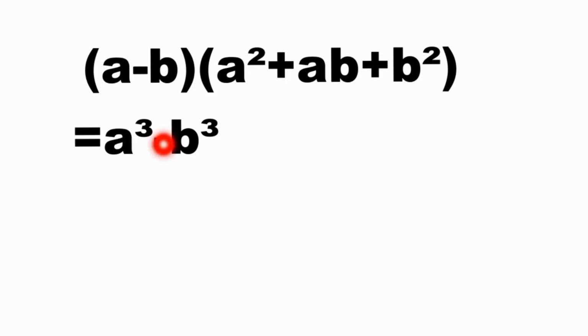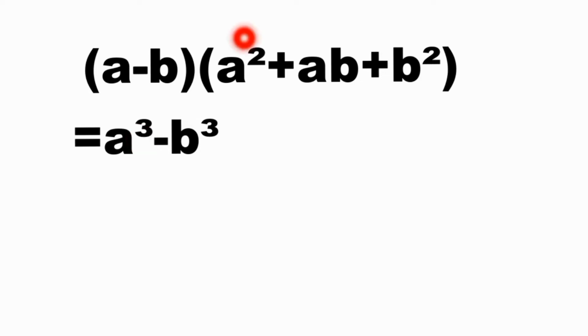So A cube, the power is 3, which is an odd number, and B cube is also a power of an odd number, 3. So this is the difference of two cubes. Now we are going to discuss the difference of two odd powers. The difference of two odd powers follows the same pattern as these two cubes.